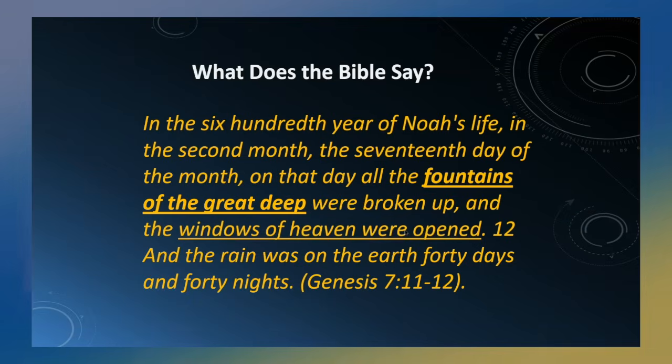And we want to always start out our podcast with one reminder for what the Bible says. And the Bible says that thousands of years ago, about 5,000 years ago, in the 600th year of Noah's life, in the 2nd month, in the 17th day of the month, on that day, all the fountains of the great deep were broken up, and the windows of heaven were opened, and the rain was on the earth 40 days and 40 nights.